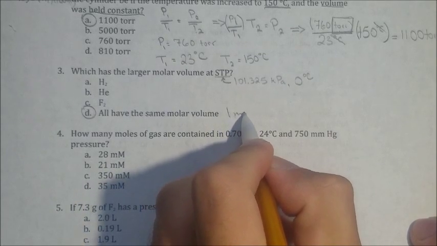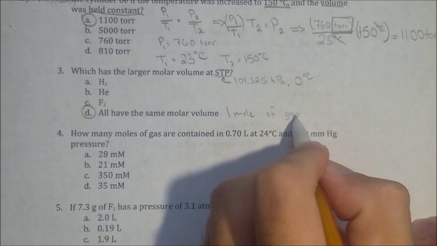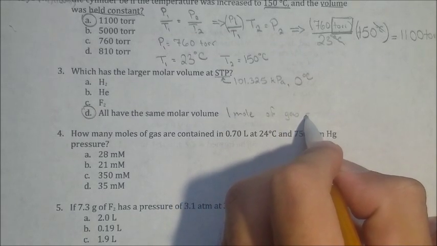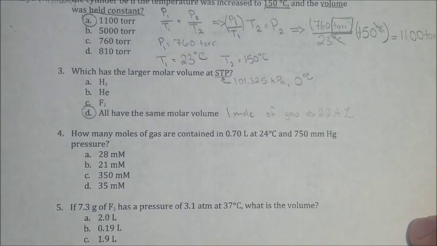So 1 mole of the ideal gas takes up 22.4 liters. Alright, so if I had a mole of hydrogen at 1 atmosphere in a container at 0 degrees Celsius, I would have 22.4 liters. Same thing for helium, same thing for fluorine, and any gas that behaves ideally will satisfy this property at standard temperature and pressure. Okay, so D is the right answer for number 3.